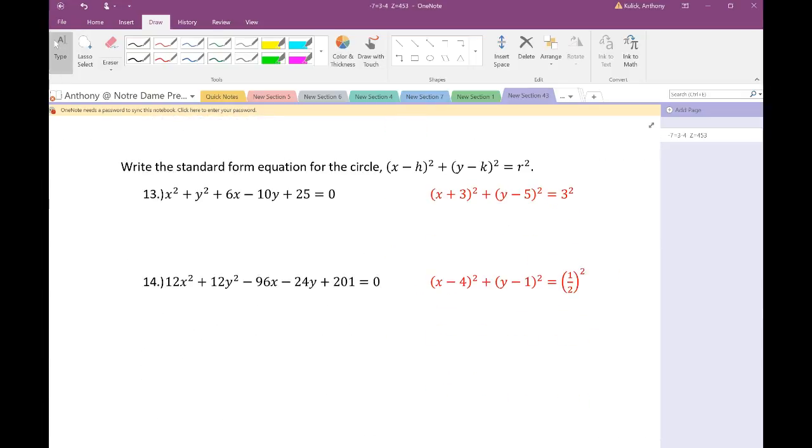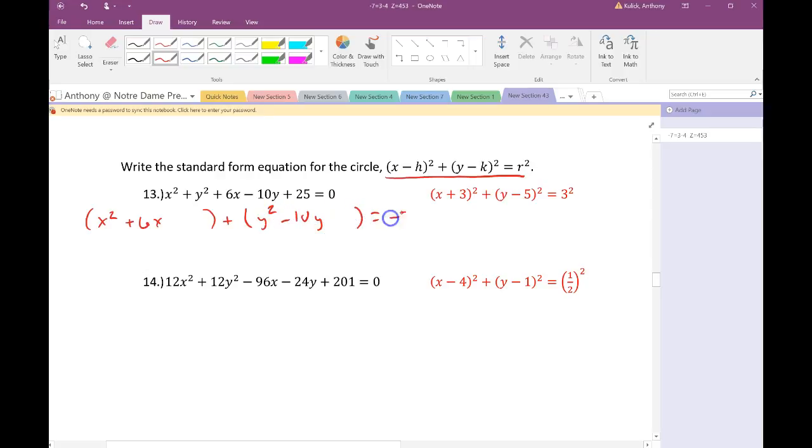And then, Bryce, this is your question that you had asked about here. Write the standard form equation for the circle. So the idea here is I want to get the equation that I'm given to look like this. To do that, I'm going to use completing the square. So I'm going to start by grouping all the x parts together, and then all the y parts together, and I move the constant to the other side.